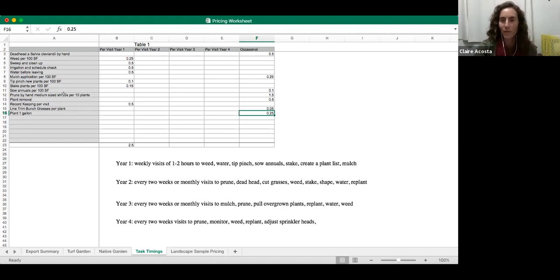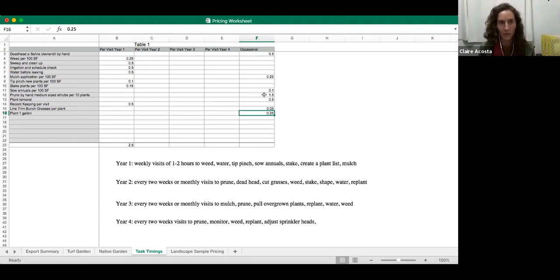I just like how this is broken up. I think if you just use any of these time frames, it's really helpful. Here it says prune by hand a medium-sized shrub per 10 plants, and that's 1.5 hours. So that means it's about 9 minutes. We're estimating 9 minutes per plant.